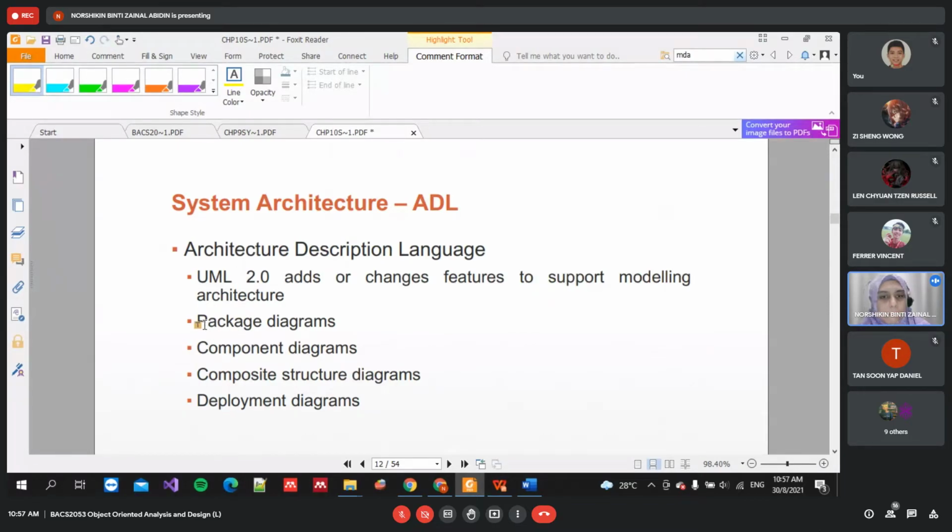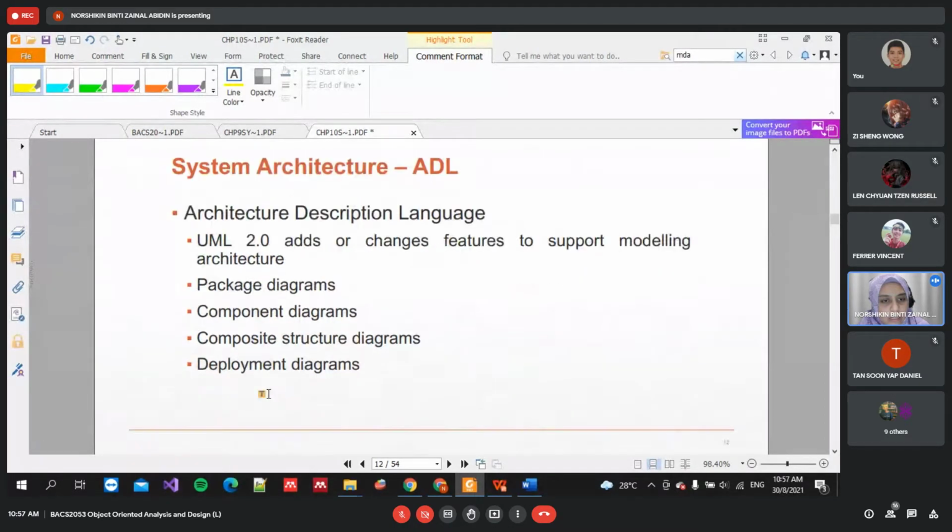And then the package diagram. Like I said, a package is where we are grouping diagrams together. And then the component diagram, used when we break the system into components, modules, or subsystems. And then the composite structure diagram, a diagram that contains classes, interfaces, packages, and the relationships. And then the deployment diagram, which is how we execute, how we run them. So we will see these four diagrams.